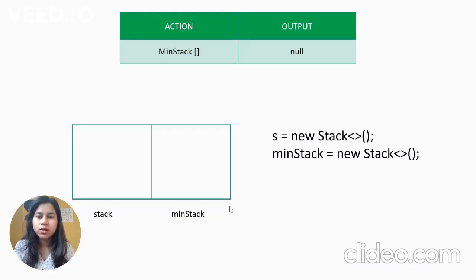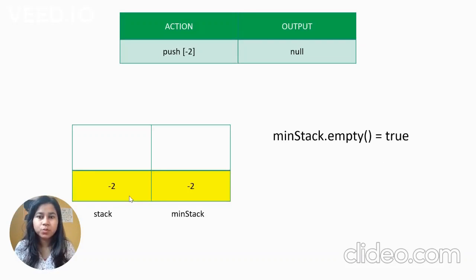So the first action was MinStack. As I said before, it will create two new stacks for us: one is the original stack, another is the min stack. The original will carry all the elements present in the stack, and the min stack will track the minimum element present in the original stack, so that we can give the minimum value to the user in constant time. Another action was push -2. We pushed -2 in the original stack as well as the min stack, because there was nothing present in the min stack earlier, so we consider this the minimum element till now.